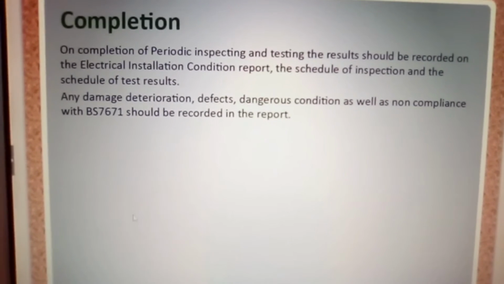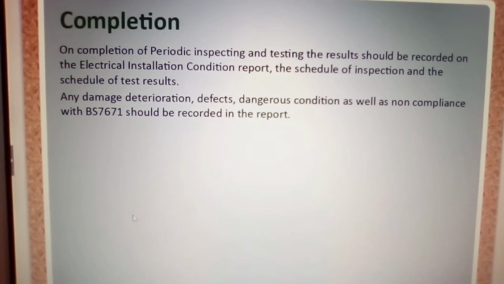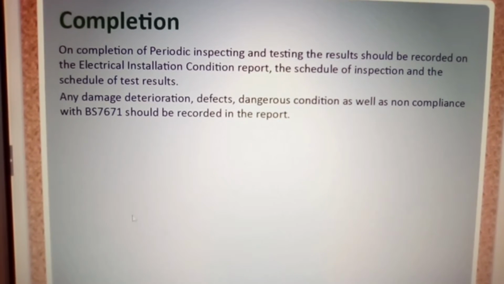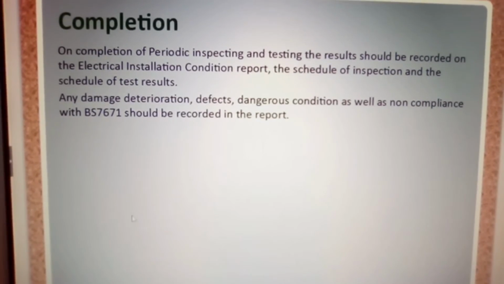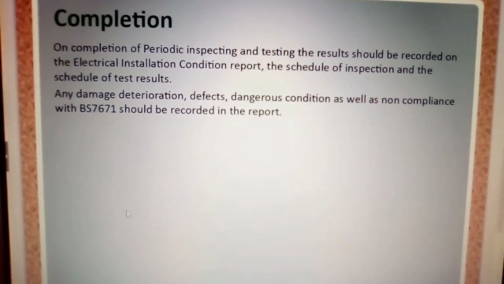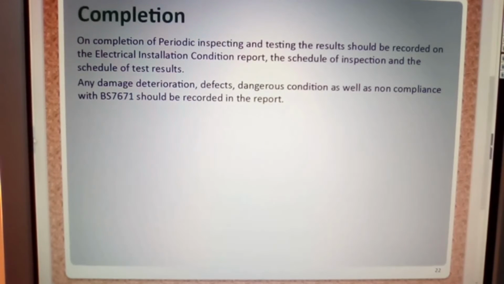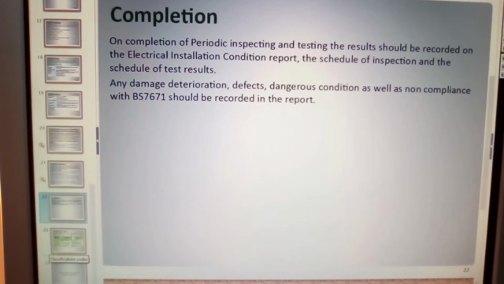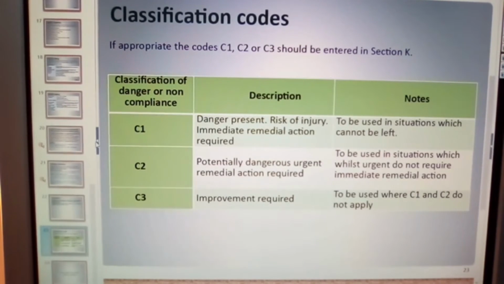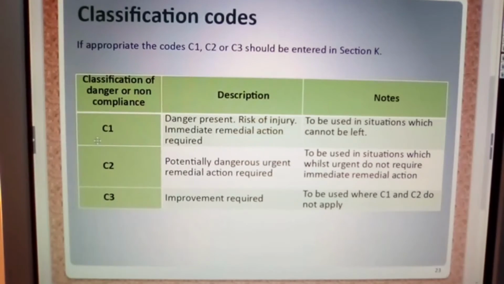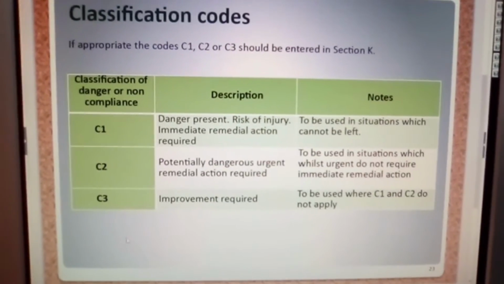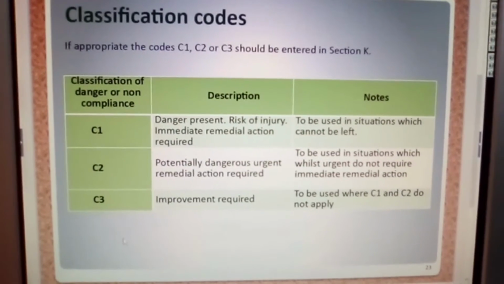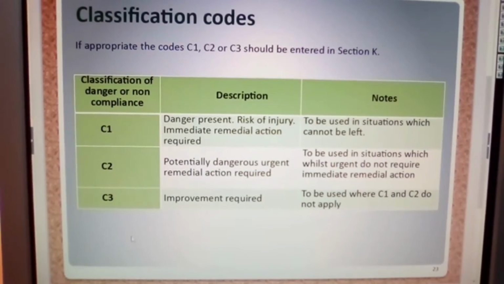And on completion of periodic inspection and testing, the results should be recorded on the electrical installation condition report, the schedule of inspection and the schedule of test results. Classification codes: if appropriate, the code C1, C2, or C3 should be entered in section K.